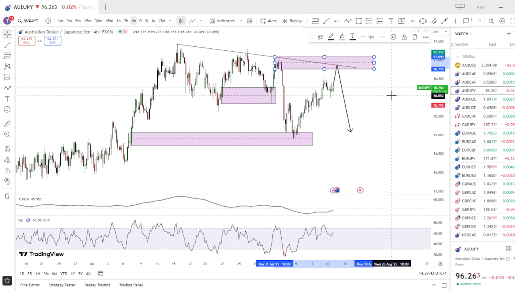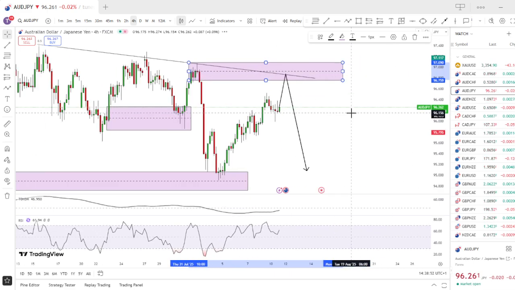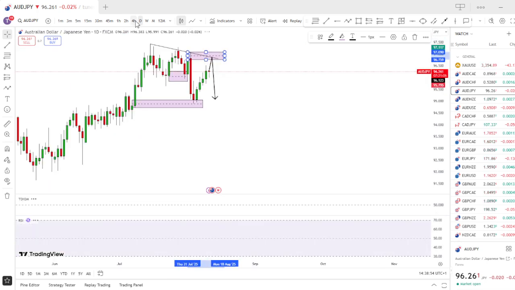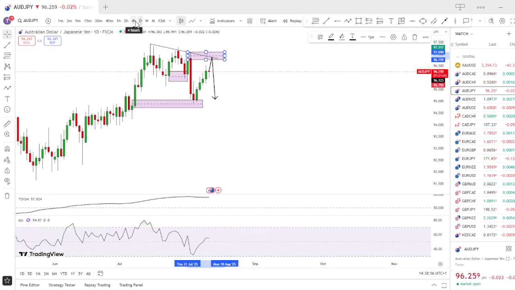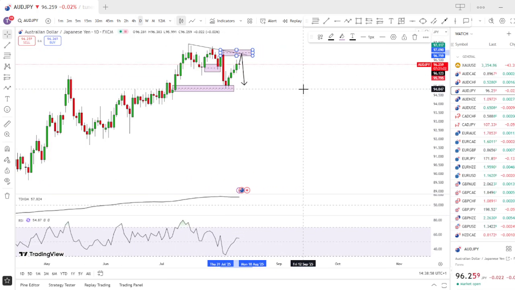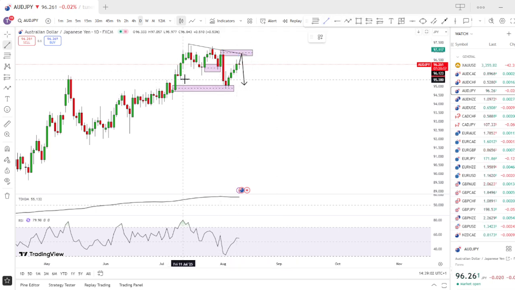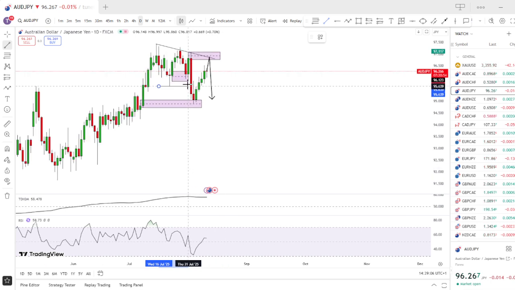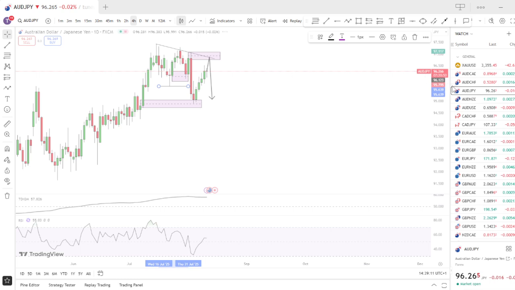Again, 97.090 and 96.759. That's what I'm watching out for. That'll be my sell POI on AUD JPY. For the meantime, let me quickly cross check what we can see on the daily time frame. Possibly this low already seems to have been taken. Let's see how this plays out during the course of this week. So that's it for AUD JPY.